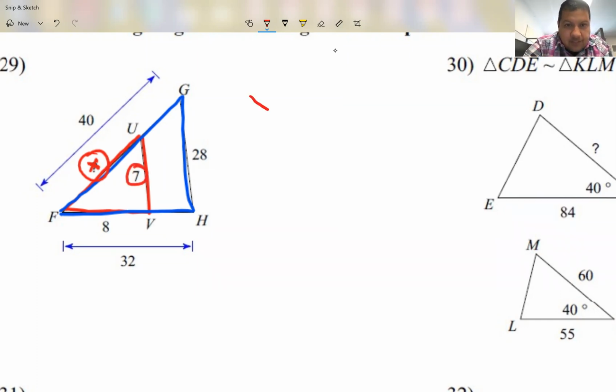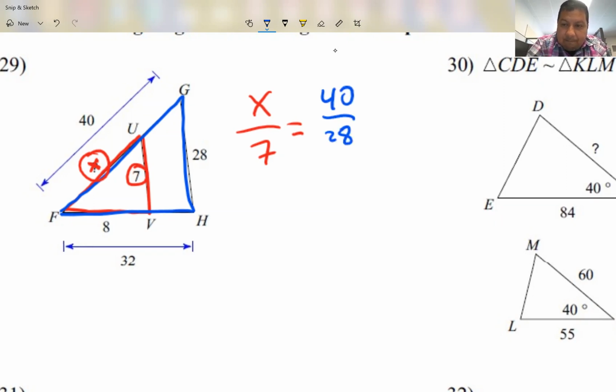And I'm going to write a fraction. X over 7 equals. Then the second part is going to come from the blue triangle. X is corresponding with 40. Notice how X is on the same side with 40. So X goes with 40. 7 goes with 28. Again, I only need two measurements.